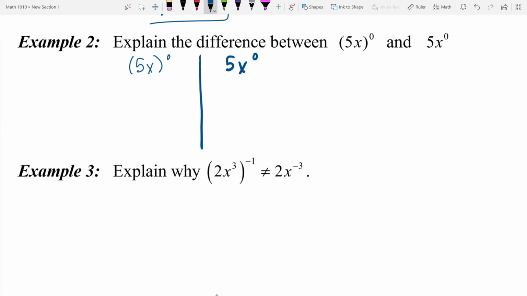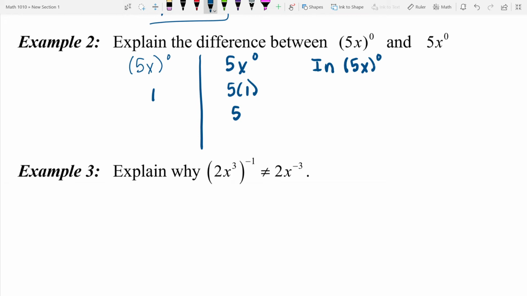Right here, the entire thing is raised to the 0. That's a 1. Right here, the only thing raised to the 0 is the x. So this is 5 times 1, which is 5. Okay, so what's the difference? Okay, so look what we're going to say. In parentheses, 5x to the 0.